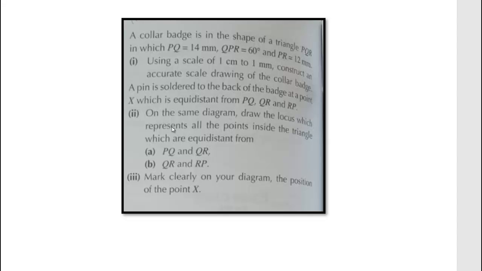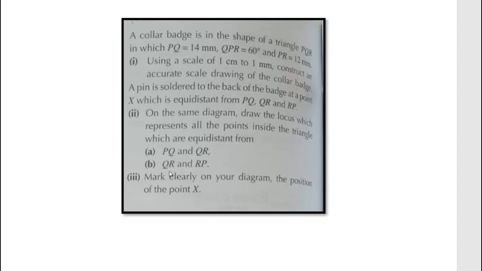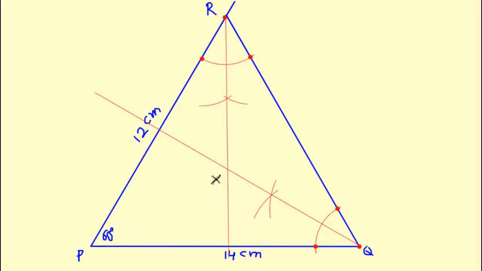On the same diagram, draw the locus which represents all the points inside the triangle which are equidistant from PQ and QR. PQ and QR are two intersecting lines, and these lines intersect at Q because Q is common between them. This is PQ and this is QR. The locus of two intersecting lines is the angle bisector. So this is the required locus which we have already drawn. In the same way, we draw the angle bisector of lines QR and PR. They are intersecting at point R. So this is the required locus of these two lines.